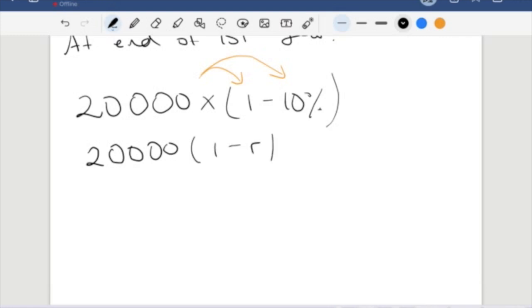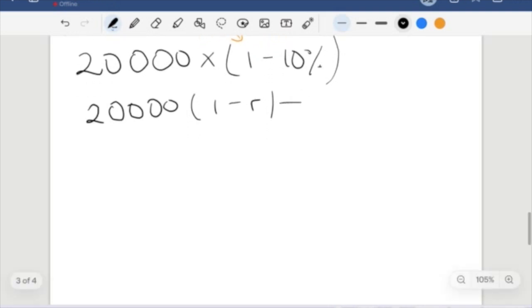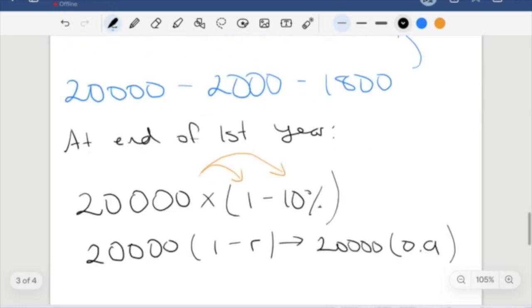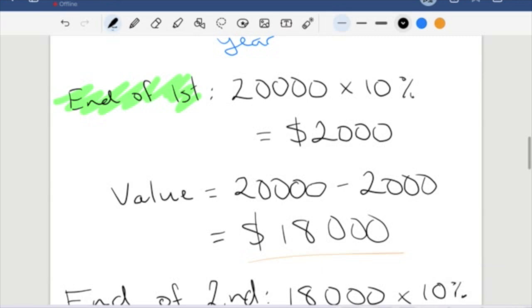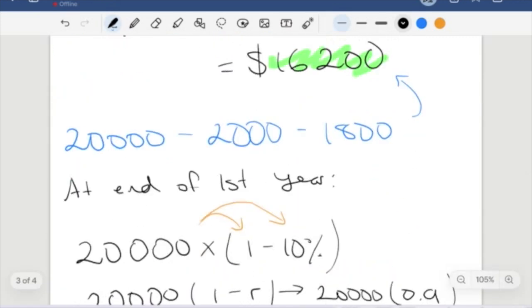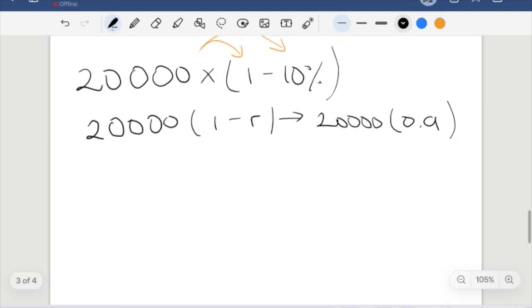Now some of you may be seeing a link between this and things we looked at earlier in the series, but I won't spoil it just yet. But in this case, this was 20,000 times 0.9 or times 90%. Hope we're okay with that. As we take away, when we decrease by 10%, that's like finding 90% of that price. So that's what we did here. This is our price at the end of the first year.